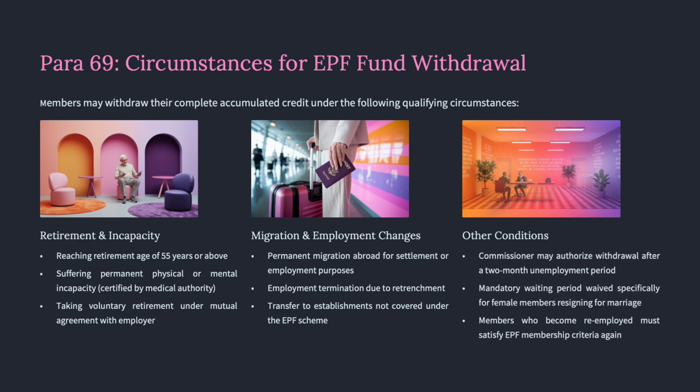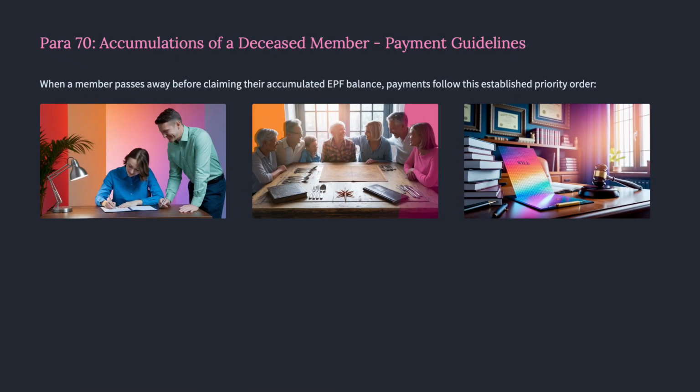Other conditions. Commissioner may authorize withdrawal after a 2-month unemployment period. Mandatory waiting period waived specifically for female members resigning for marriage. Members who become re-employed must satisfy EPF membership criteria again. Para 70. Accumulations of a deceased member. Payment guidelines. When a member passes away before claiming their accumulated EPF balance, payments follow this established priority order.